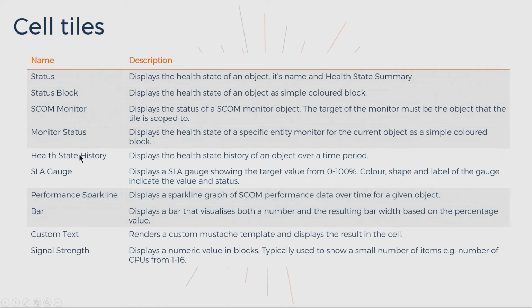The next two are historical reporting tiles. So that's the health state history and the SLA tile.